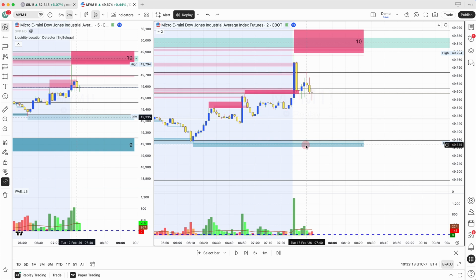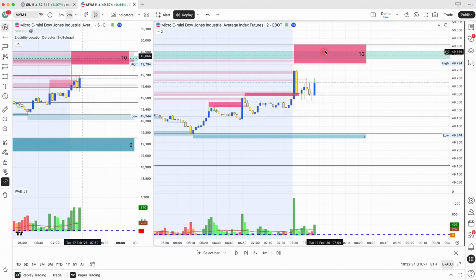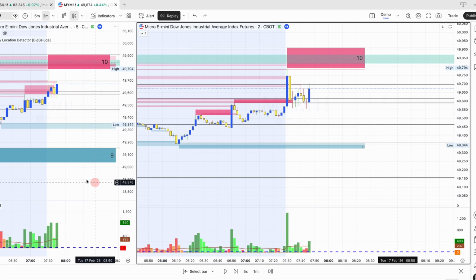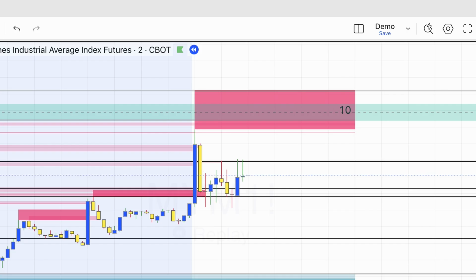We're at 740, 742, 744. Now we're at 746. And what did I say I was looking for? I'm looking for another sweep of that liquidity, another break of that line up there, or another sweep of this liquidity down here. That's what I'm looking for. If I don't get it, I don't want to trade.